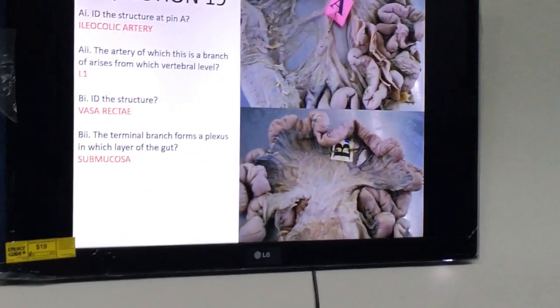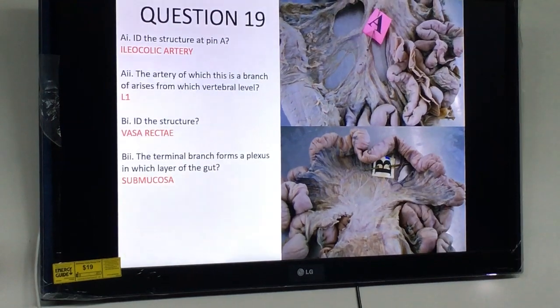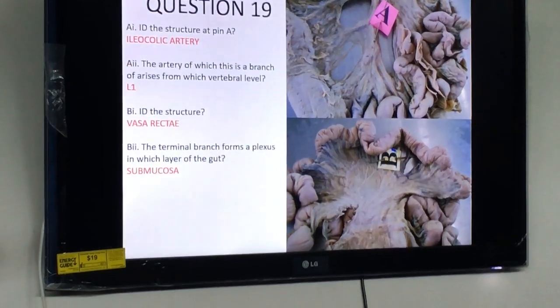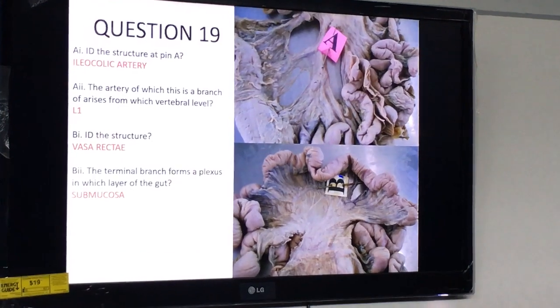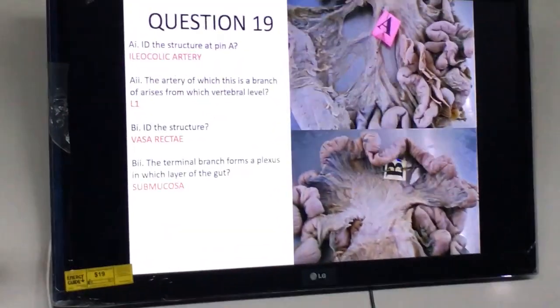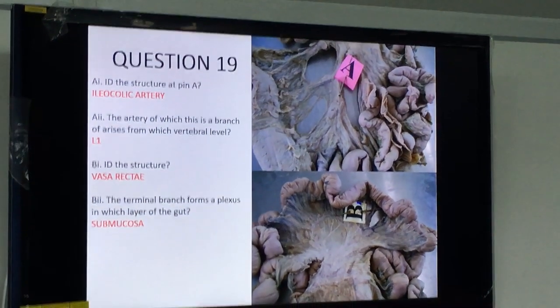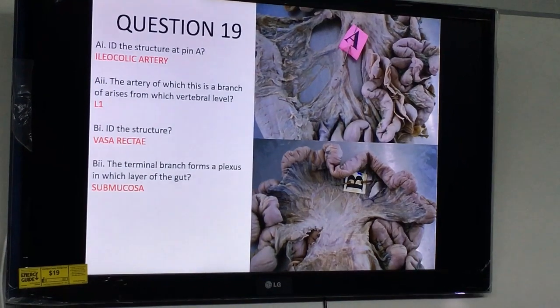Okay, moving on now. Now, the artery which this is a branch of arises, we've gone through that already. B1, identify the structure. B1. Okay, so if you see B1 there, that vessel is near to the bowel. Near to the bowel. And that I think is a frequently asked question. Vasa recta.